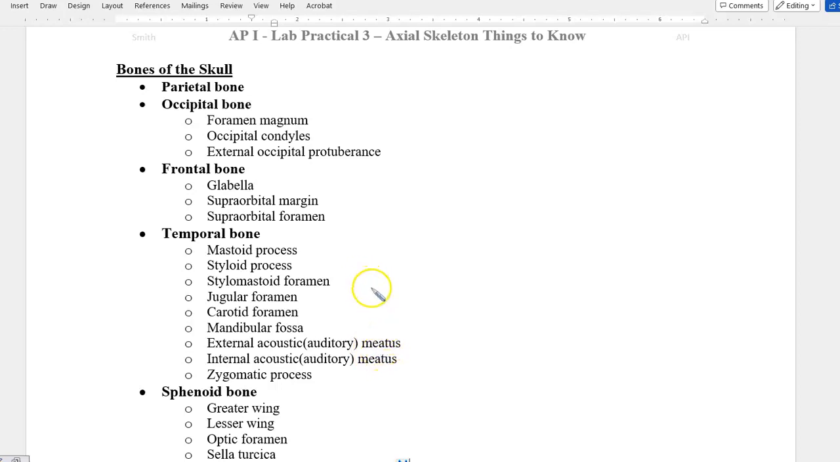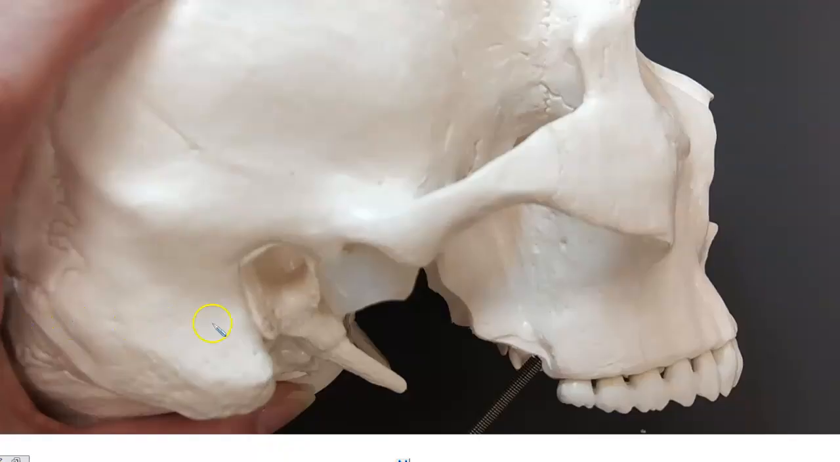So let's look at some of these processes, and then we'll dig into those foramens. So you might want to write some notes as we begin. So let's look at the skull here. The first we're going to point out is the styloid process. If you think of what a stylus is, it's something pokey. Do you see that right there? That's the styloid process.